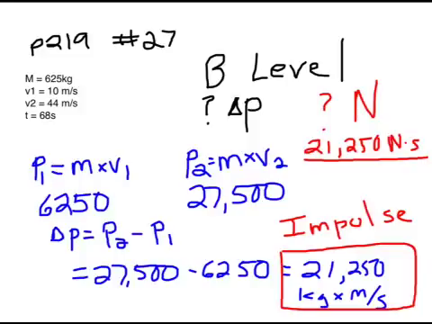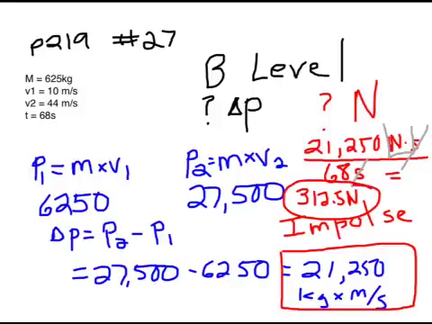Now, if you were in class on Thursday, I showed you that you put the time underneath, and that by, let's see, we need a color that will contrast with red. How about gray? You cross out the seconds, the label you're left with is newtons. So if I take 21,250 and divide by 68, I come up with my answer, and I'll have to go back to red here for consistency. My answer is equal to 312.5 newtons.